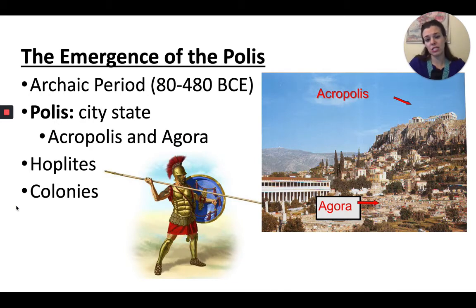The emergence of the polis. Polis simply means city-state. So we're going back to city-states with ancient Greece like we had with Mesopotamia. The beginning of Greek history starts with the Archaic period, 800 to 480 BCE. The Archaic period is going to reveal new knowledge, the Phoenician alphabet, which is the first true alphabet.